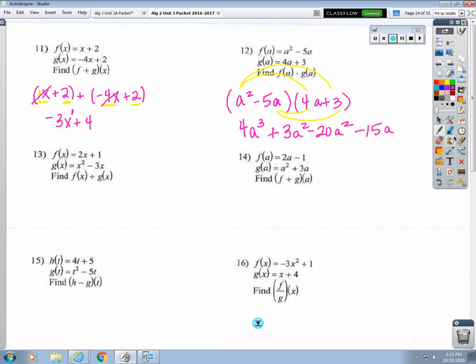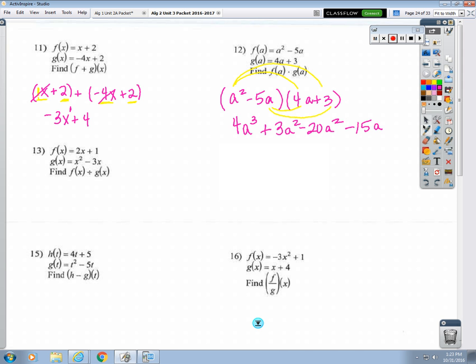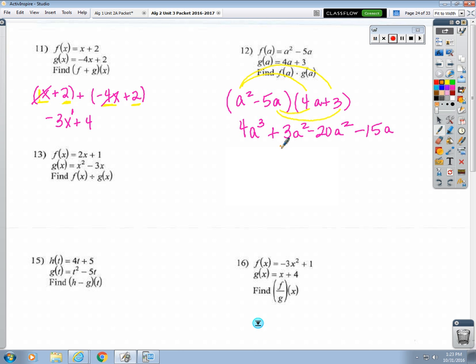Is that the final answer? Why not? Right, there are like terms that can be combined. What can be combined? Right, both of these terms have a squared as their variable, so you can combine them. Everything else just drops down, but that 3a squared minus 20a squared is negative 17a squared. This polynomial is known as a cubic trinomial. Cubic because the highest exponent is a 3. Trinomial because it has 3 terms.